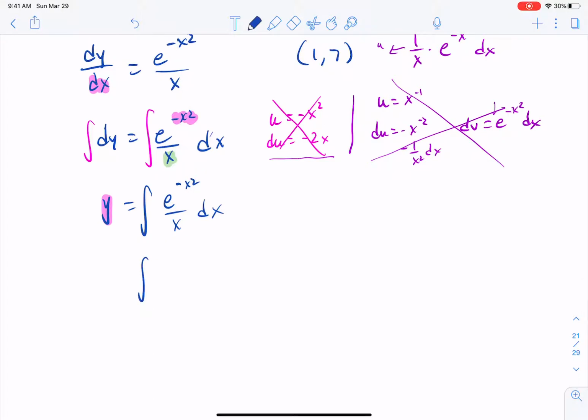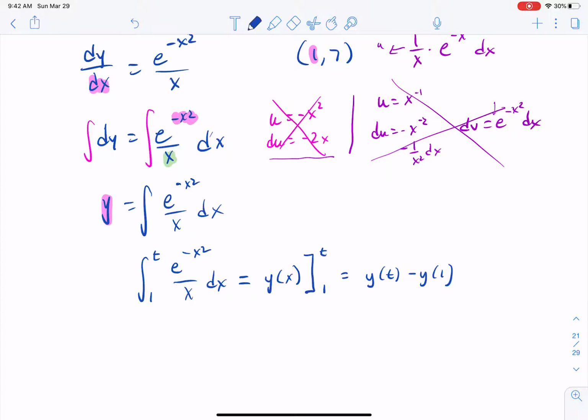The definite integral from, I have to use my initial condition first, which is 1, from 1 to, I guess I'll do a t here, since I already have x's in there, of e to the negative x squared over x dx should be equal to, well, we just said that y is the antiderivative. So y of x evaluated from 1 to t. And then using the fundamental theorem of calculus on the right-hand side, we'd have y of t minus y of 1.